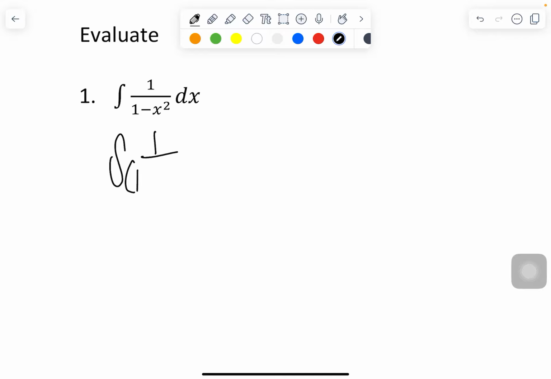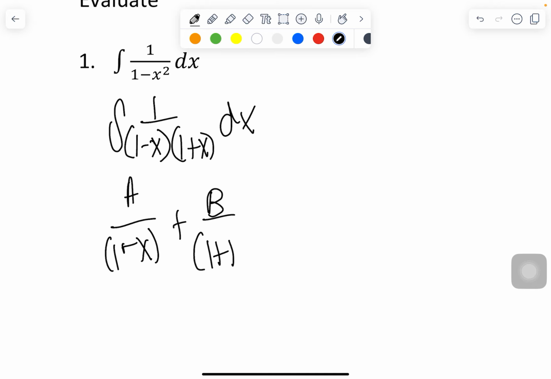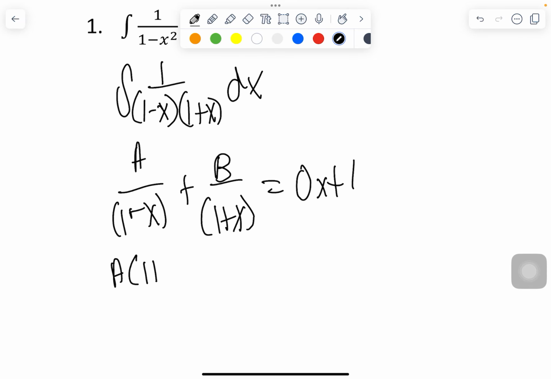As I mentioned before, we can rewrite this as the integral of 1 minus x times 1 plus x with respect to x. So you can say a over 1 minus x plus b over 1 plus x is equal to 0x plus 1. So a times 1 plus x plus b times 1 minus x is equal to 0x plus 1.